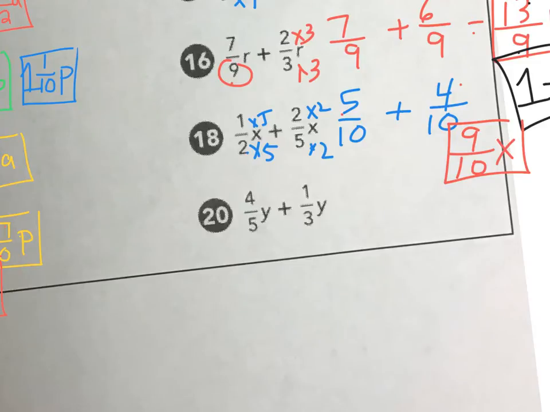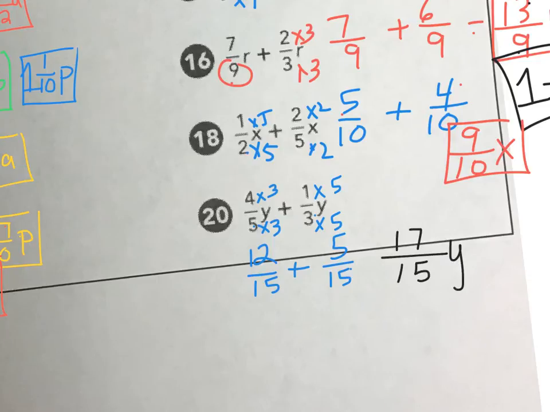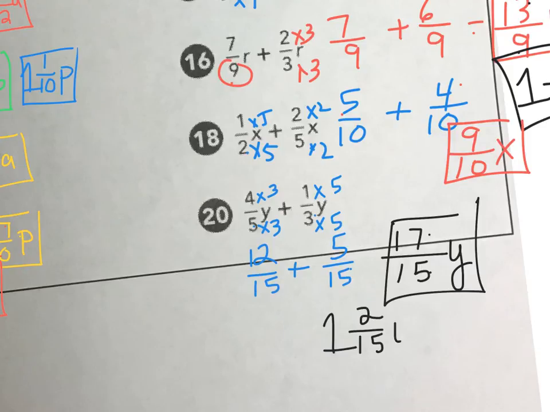This one I could do up and down. I'm going to try it the other way because that's how I like to do these kind of problems. Okay, so 5 and 3, 15 is the common denominator. 5 times 3 is 15, so 4 times 3 is 12. 3 times 5 is 15, so 1 times 5 is 5. Add those up, 12 and 5, 17/15 y. That could be correct, but I could also make it into an improper fraction. 15 goes into 17 one whole time. 15, 16, 17, that's 2/15 y.